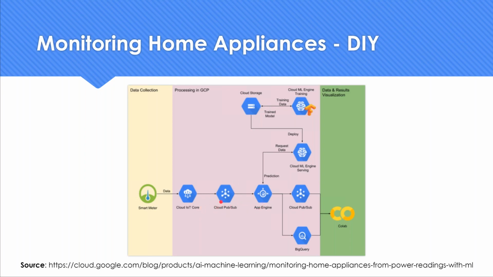So after PubSub, you have App Engine. Any reason why App Engine is here, folks? What could be the possible use case of App Engine? Any thoughts? We are cloud architects, we definitely should have an answer for this. So any thoughts, folks? Why was App Engine put here?